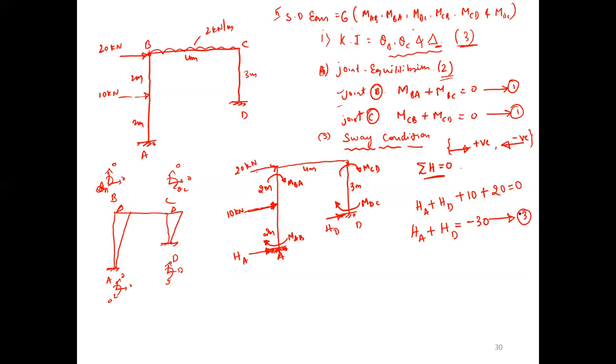See, but I don't know HA and HD. If I express HA and HD in terms of MAB, MBC, MCD and substitute in this equation, you get one more equation. That is your sway condition. Then you have three simultaneous equations, 1, 2, and 3. You will solve them and get theta B, theta C, and delta.